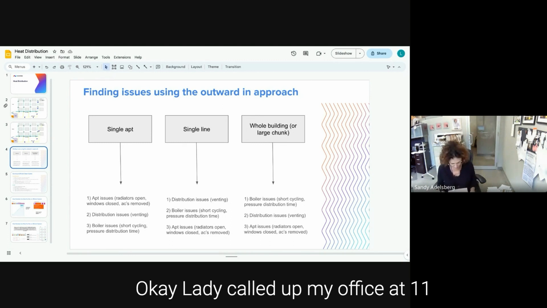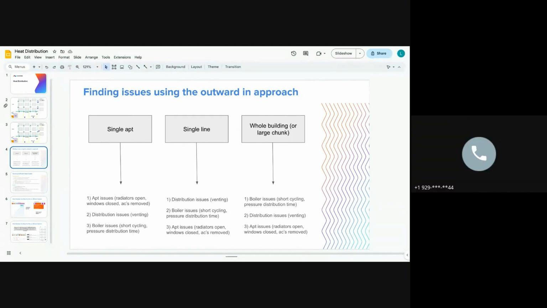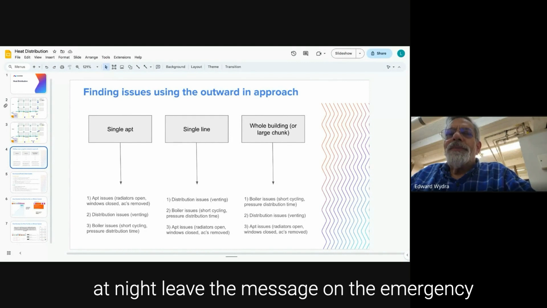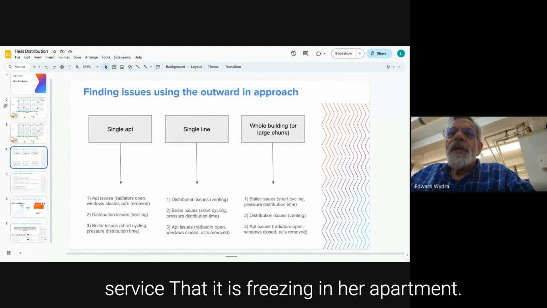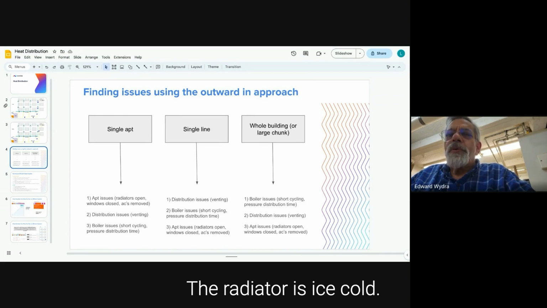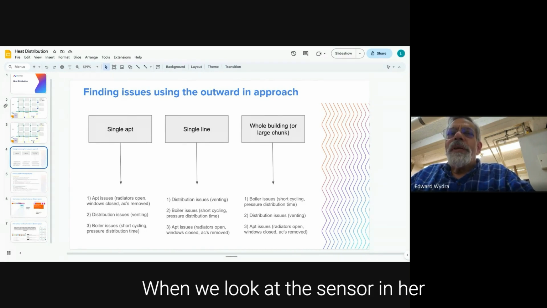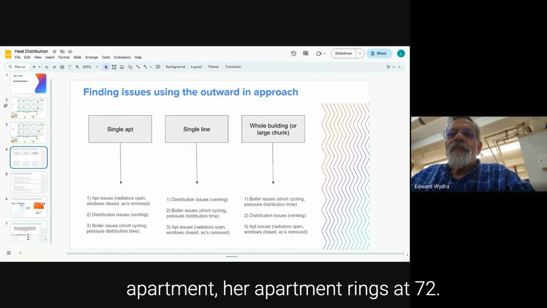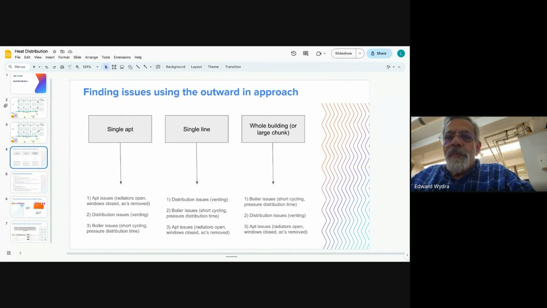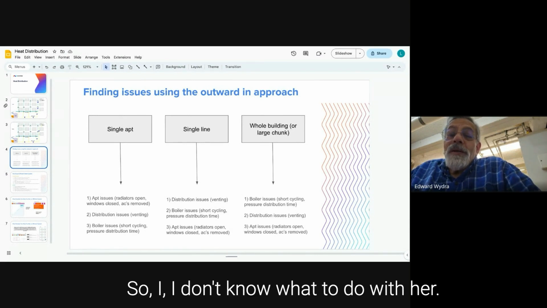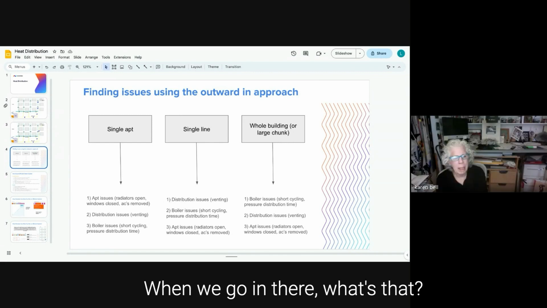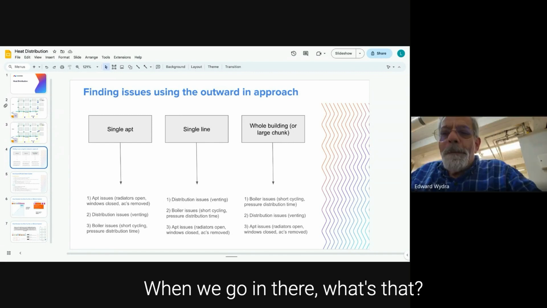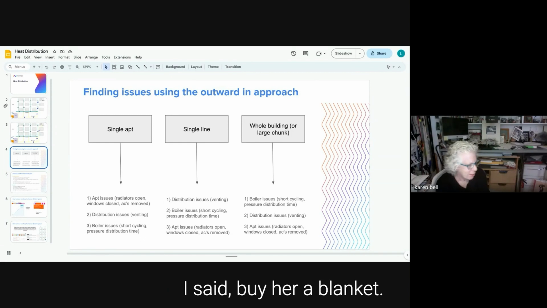The lady calls up my office at 11 at night, leaves a message on the emergency service that it is freezing in her apartment. The radiator is ice cold. When we look at the sensor in her apartment, it reads 72. So I don't know what to do with her. Buy her a blanket. What's that? I said, buy her a blanket.